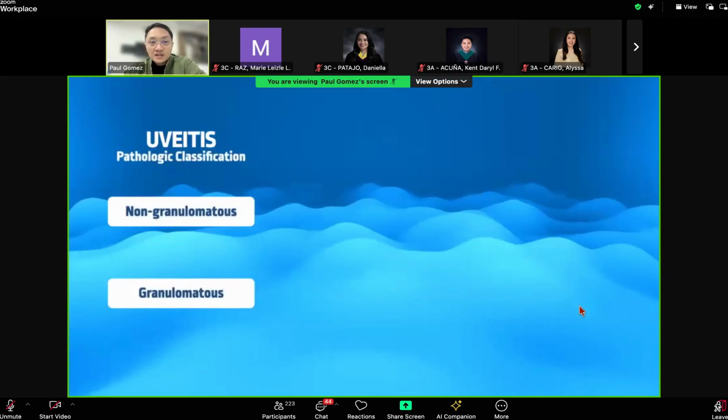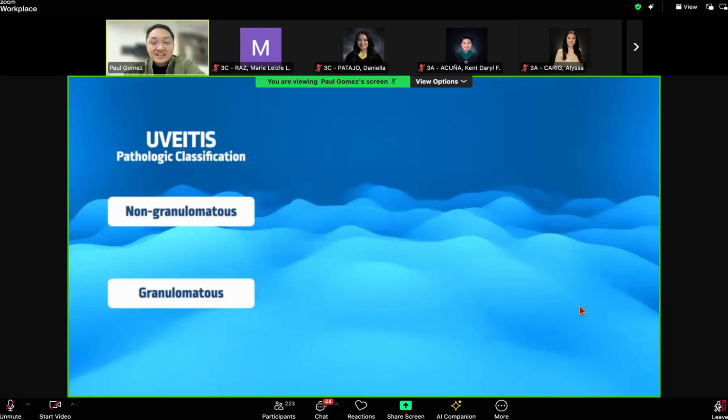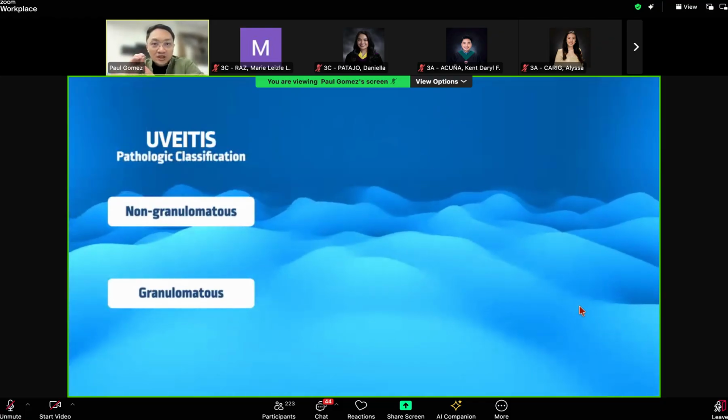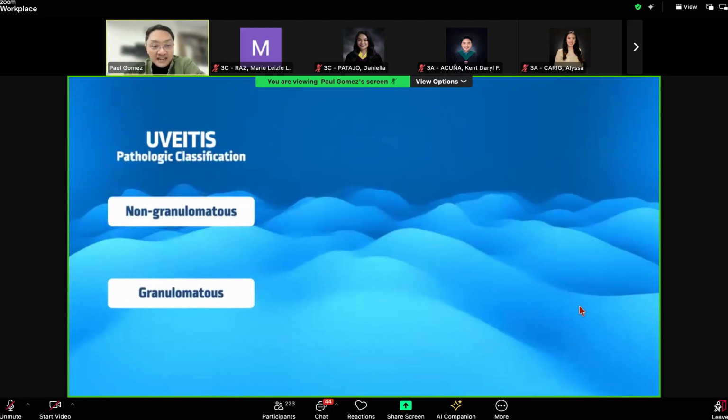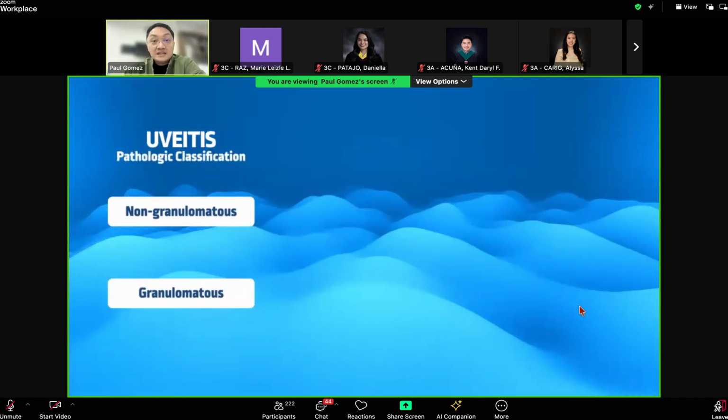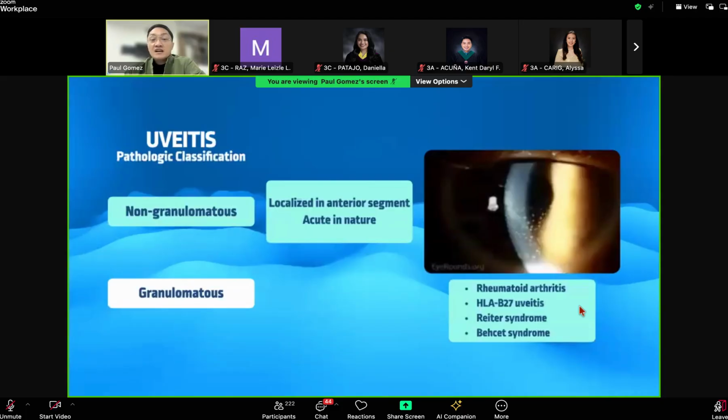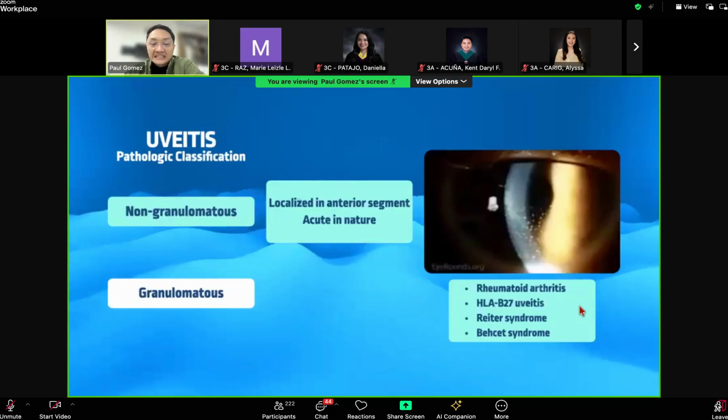So another classification is based on pathology. I've mentioned earlier yung mga keratic precipitates that may form behind the cornea as inflammatory cells deposit behind the cornea. So the appearance of keratic precipitates may help in the delineation of this disease. So if the keratic precipitates or KPs have a finer, smaller, whitish appearance, that is non-granulomatous type of uveitis.